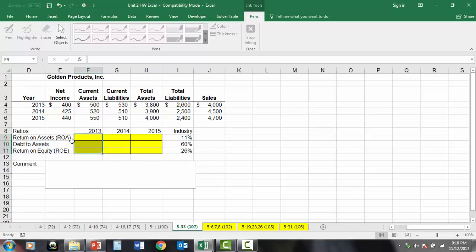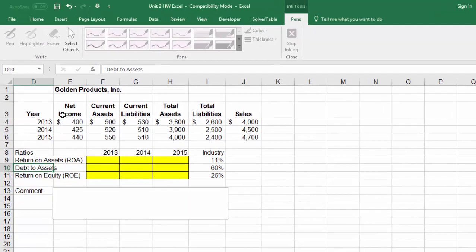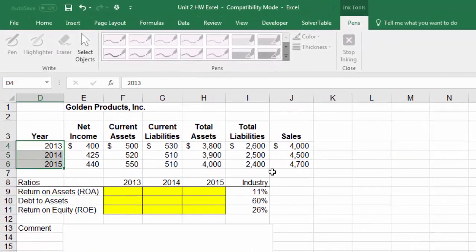The return on assets and return on equity, also known as ROA and ROE. We'll also look at a debt ratio here. So we've got the data for Golden Products here for 3 years, 2013 through 15, and we're going to calculate the ratios. I'll go ahead and do it all for 2013, and you could fill it out.